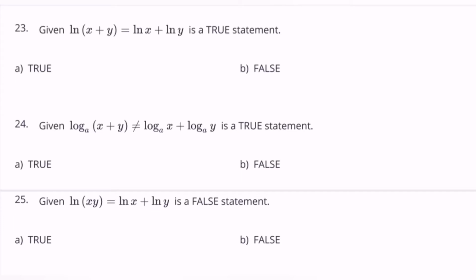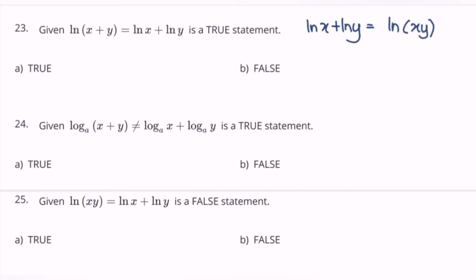Hello everyone, in this video we are going to discuss the example for the logarithm. Kindly refer to question 23. Given the situation where we have ln(x + y) equals ln x plus ln y. Focus on the right hand side where we have ln x plus ln y. Make use of the logarithmic addition identity and we can say it is ln(xy).